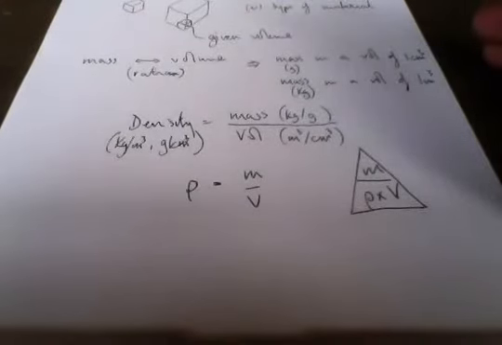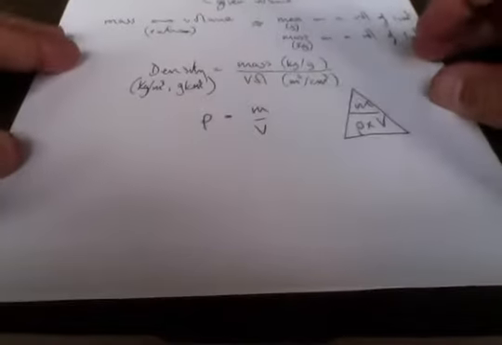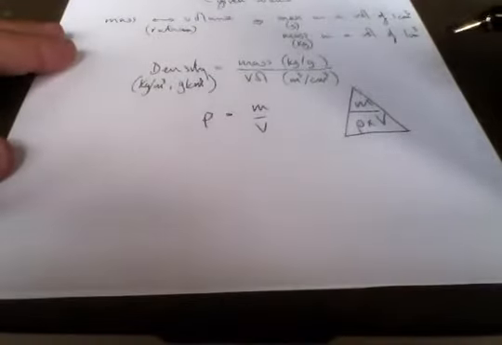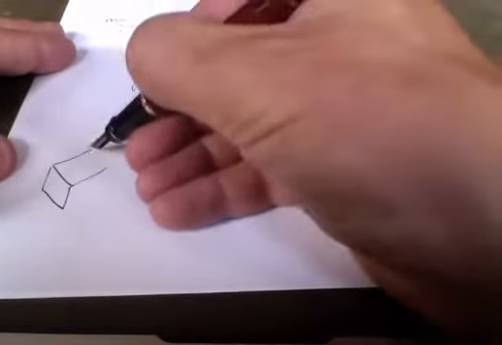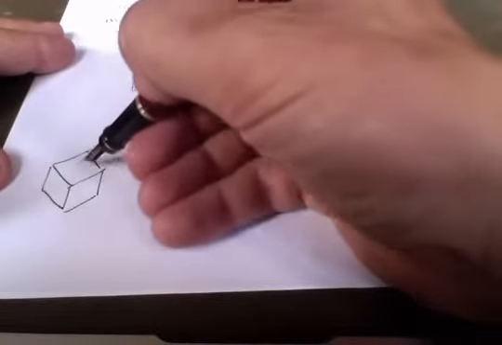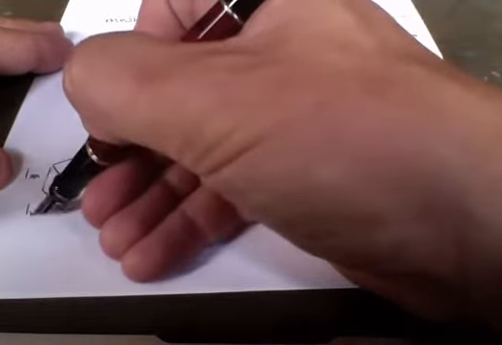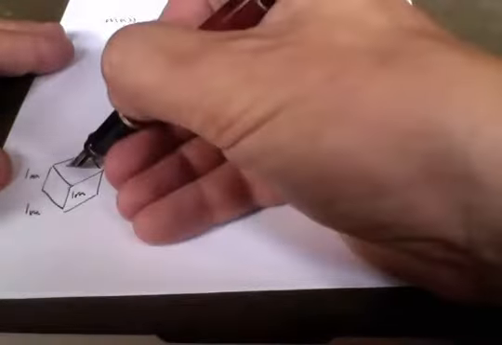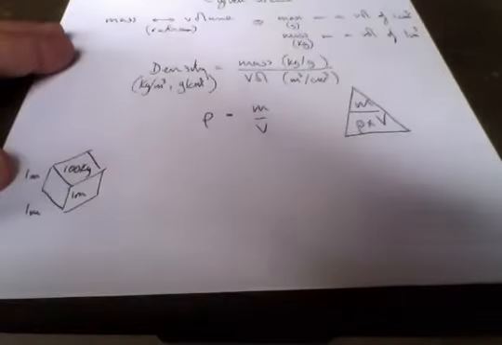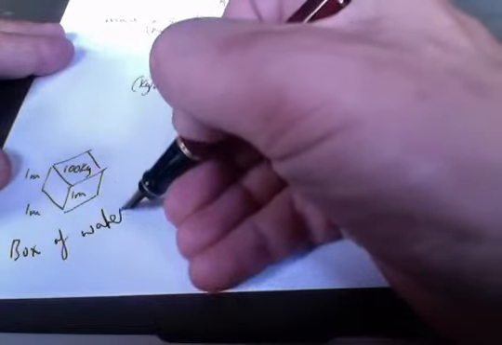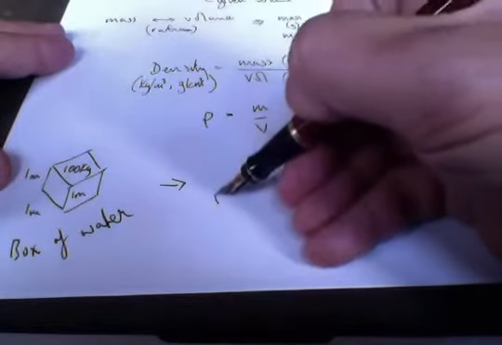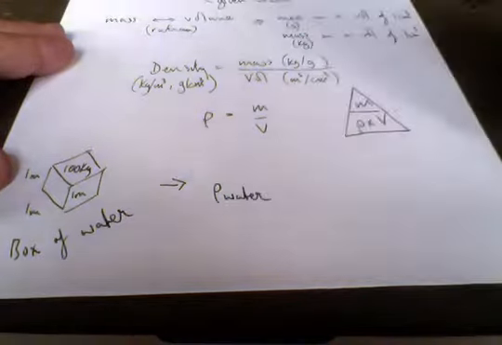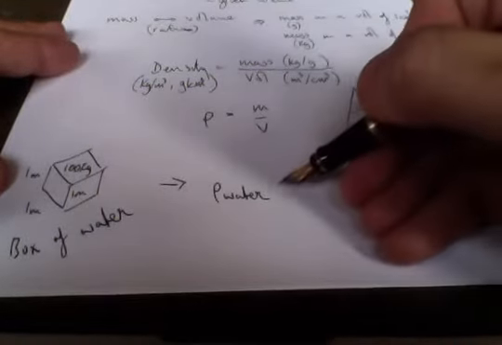Fantastic. So let's give it a go then. Let's talk about a very simple example, and that is water. Let's have a box which we're going to throw some water into. It's 1 meter by 1 meter by 1 meter, and it has 1,000 kilograms. This is a box of water. What is the density of water? That's the question. If you think you know, hit pause. Otherwise, here comes the answer.